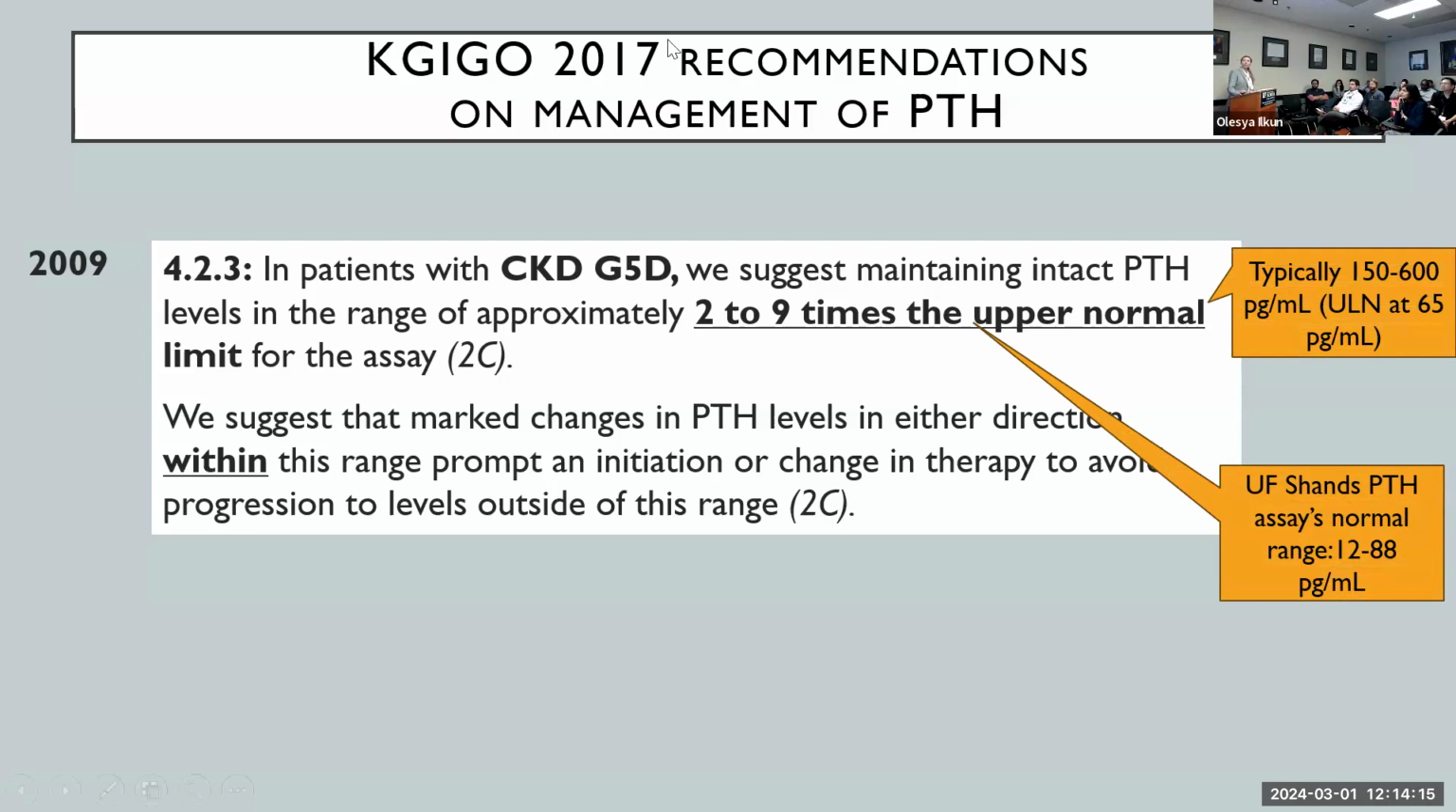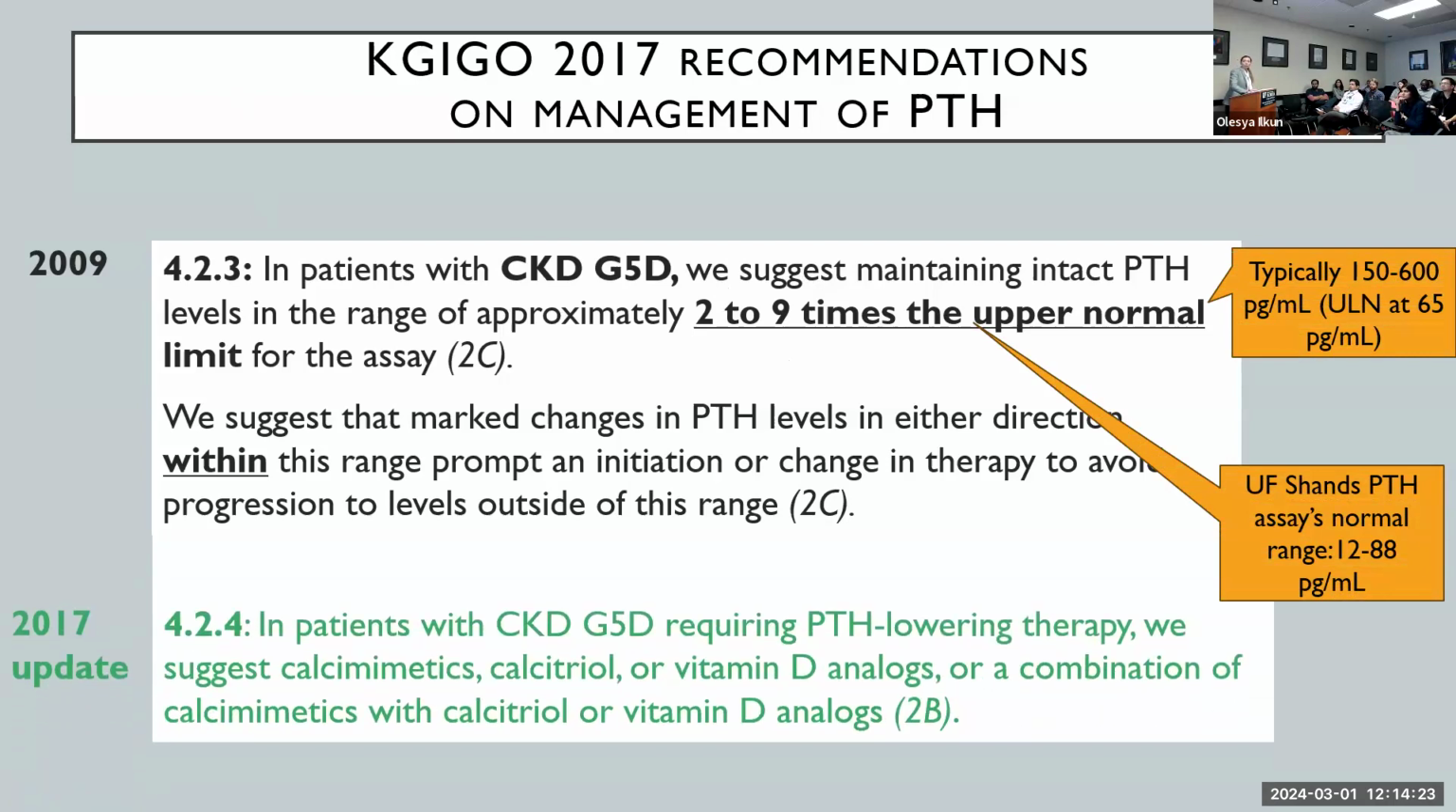So our 2 to 9 times the upper limit of normal using our assay is slightly different than 150 to 600. And now what does KDIGO recommend for managing high PTH levels? All the elements we know well. We know the combination: calcimimetics, calcitriol, or other vitamin D.